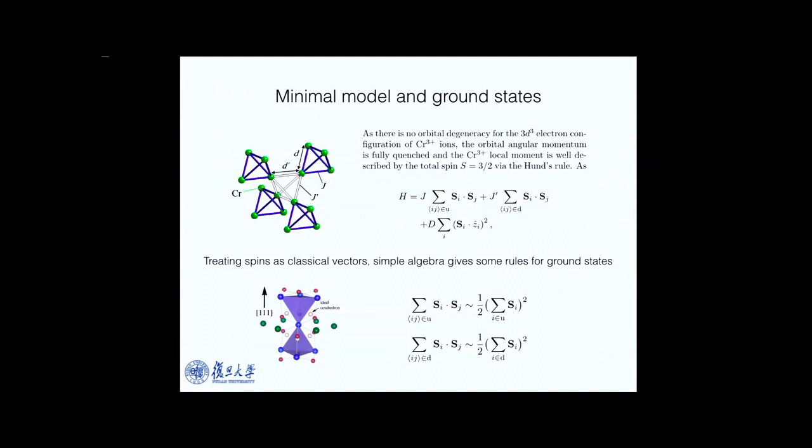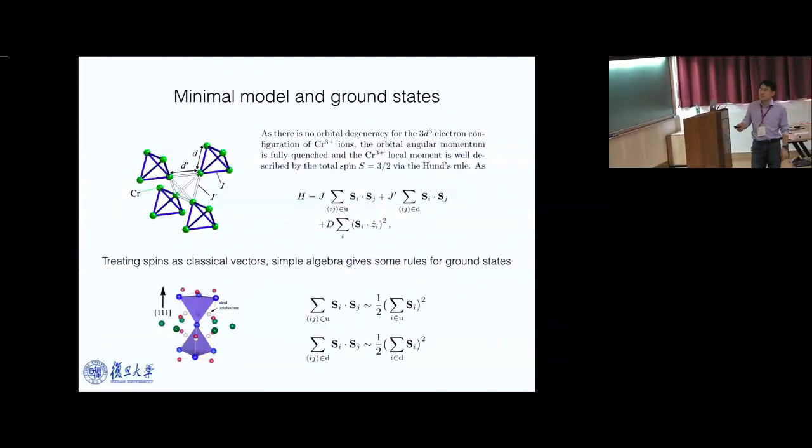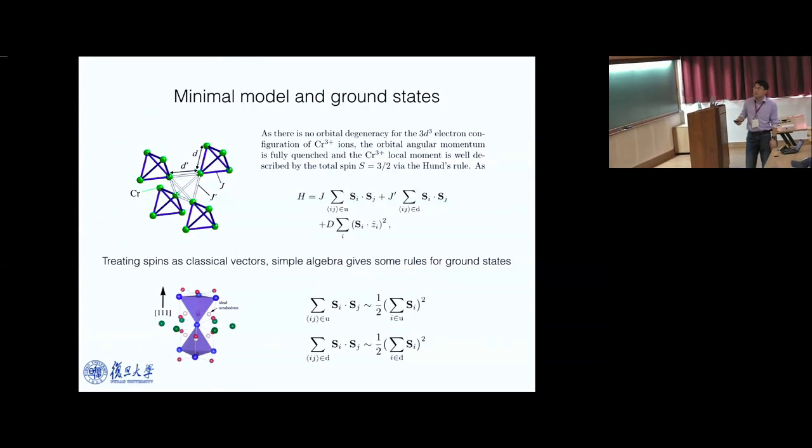The local Z direction is defined on a global cubic lattice. This local Z is a global 1-1-1 direction: 1-1-1, 1 bar 1 bar 1, and these kinds of four directions. Depending on the sign of D, if D is negative, it's an easy axis anisotropy, favoring the spin to be aligned with the local Z. If D is positive, it favors the spin to be perpendicular to Z. That's the easy plane anisotropy.